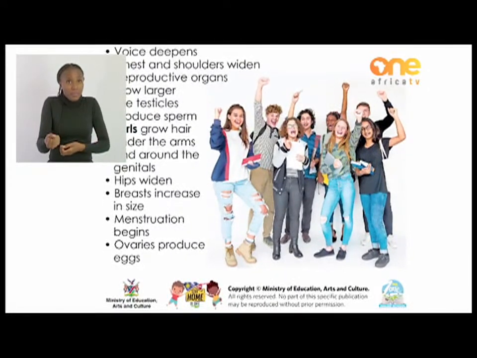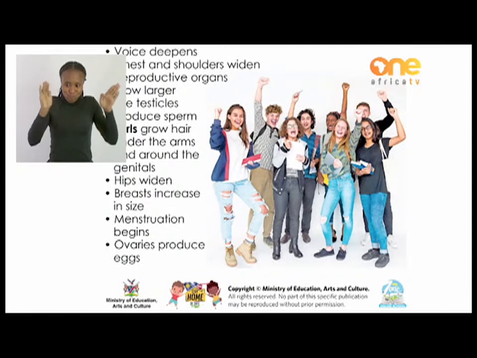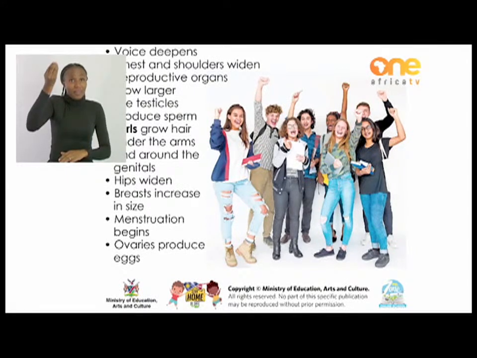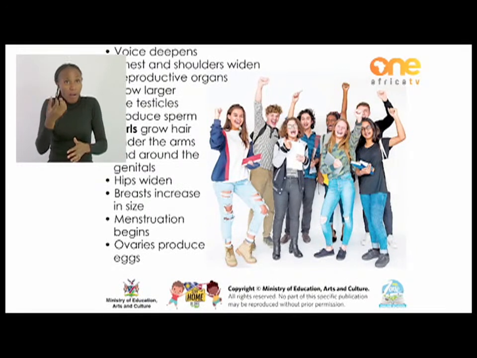The girls grow hair under the arms and around the genitals. It means under their armpit they grow hair, and also around their reproductive parts. The sides of their hips become wider, moving out of the body. They start with menstrual periods, or menstruation begins. They are going to have their monthly period every month. And also their ovaries, which you can't see, you will learn more about at a later stage. The ovaries start to produce eggs. Those are the characteristics of adolescents or teenagers.